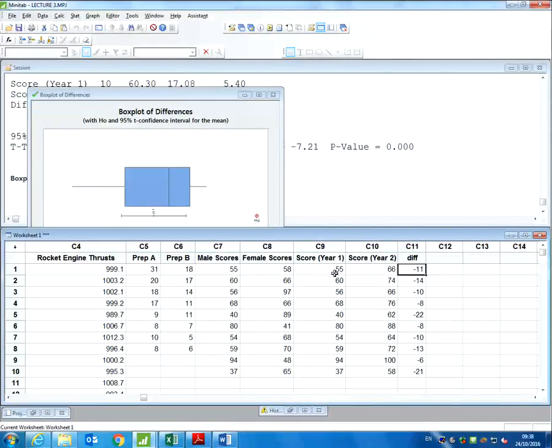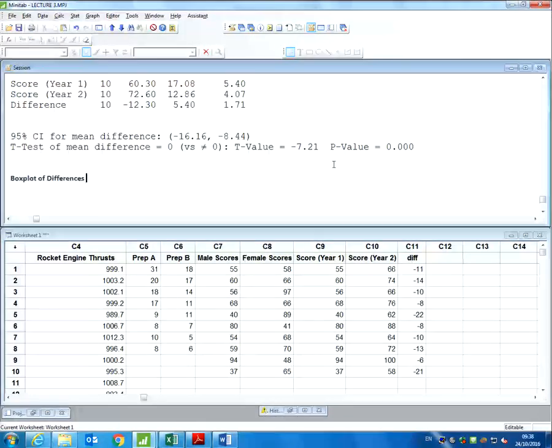What would our conclusion be looking at our results? P-value 0 to 3 decimal places. What do you do when p-values are that low? Do you reject the null or retain it? You reject it, don't you? So would you all agree here? We need to reject the null.